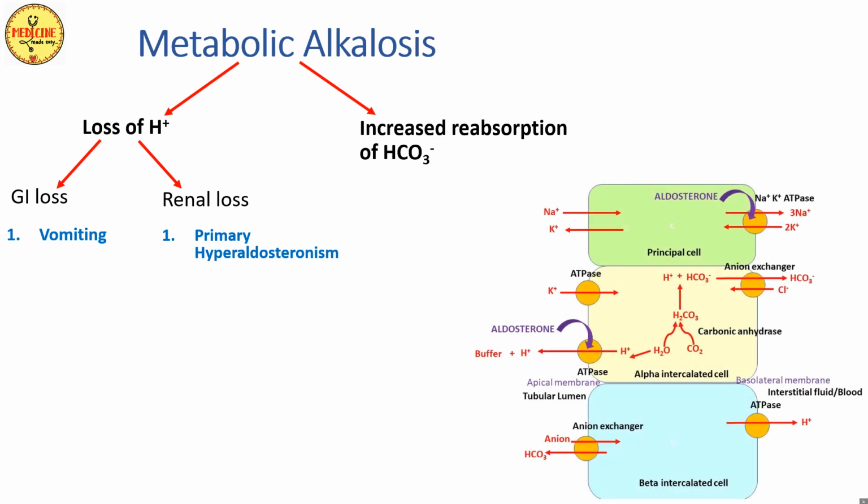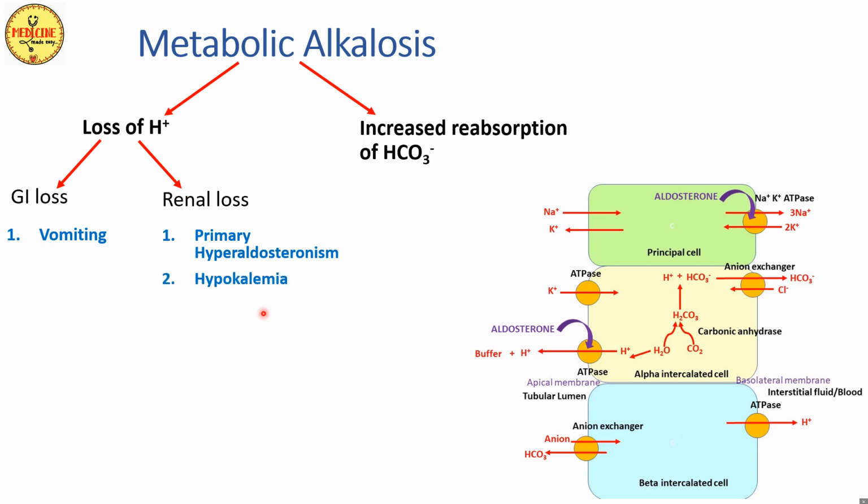Now I hope you remember this diagram from the previous video. I have explained this in detail in the previous video. So what happens in primary hyperaldosteronism? You have lots of aldosterone. Now this aldosterone will positively influence this ATPase, leading to more H+ ion secretion, leading to renal loss.